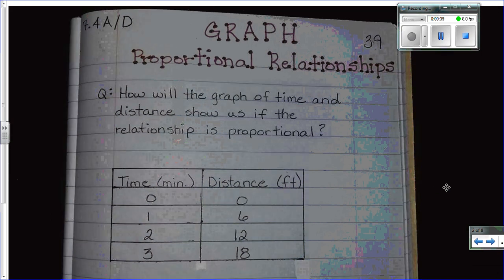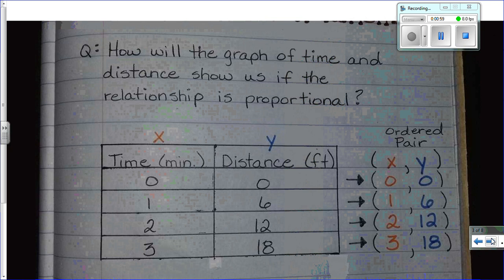So we are talking about a graph right now, but what has been given to us is a table. We're going to have to use it in order to construct our graph. So our table has time in minutes and distance in feet. Our next step would be to label each. Remember, when you have your labels on your tables that are side by side, you're going to label them from left to right in alphabetical order, X and then Y.